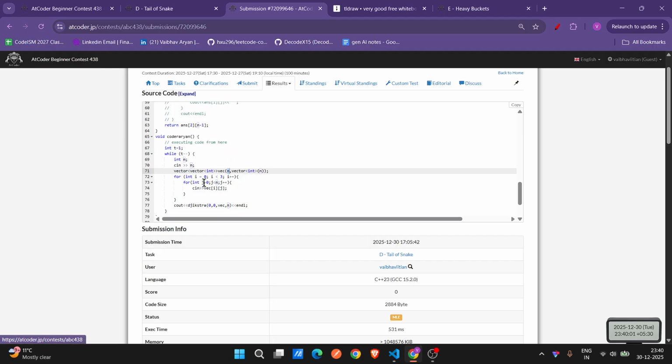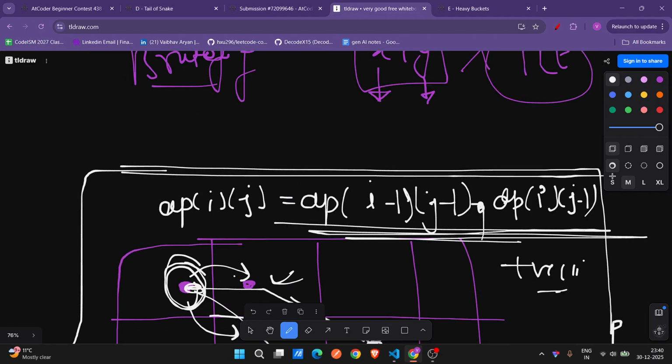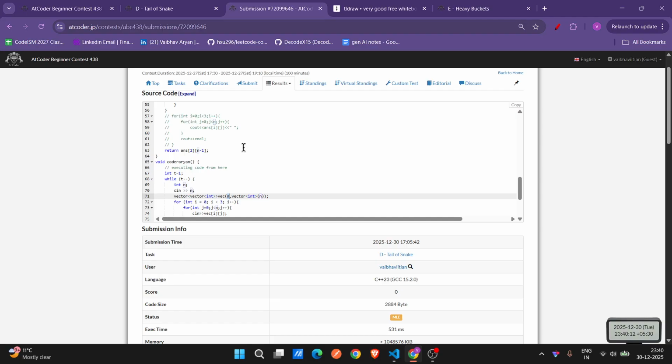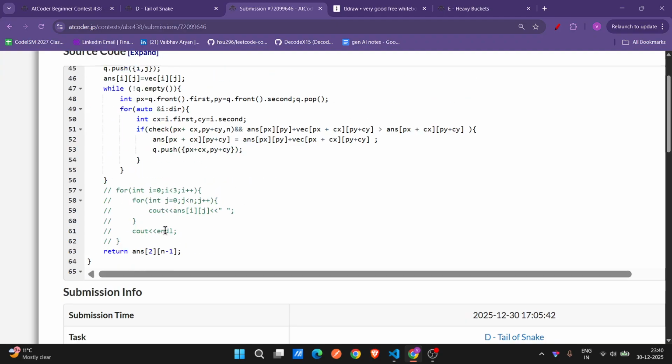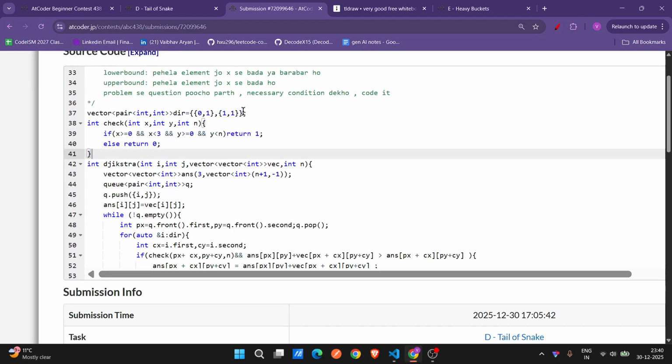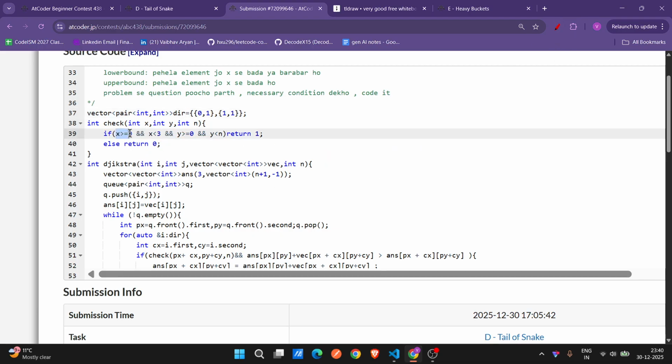So I'm just explaining, the DP process is straightforward. Just initialize the DP, and for each cell just compute this one. But if you want to see my Dijkstra solution, you can see here what it is. You can simply take the input and call Dijkstra, because that algorithm is known as Dijkstra. Some standard things, pair function for the direction. Suppose I am at this cell, I can go to 1 comma 1, or I can go to 0 comma 1, right? So these are the directions where I can go. And you have a check function, and this will tell you whether you are in the grid or not.